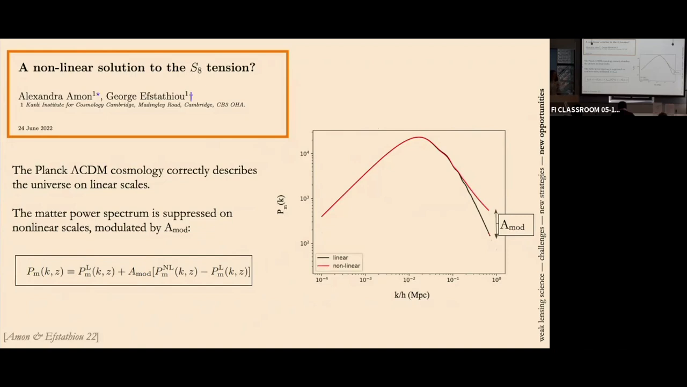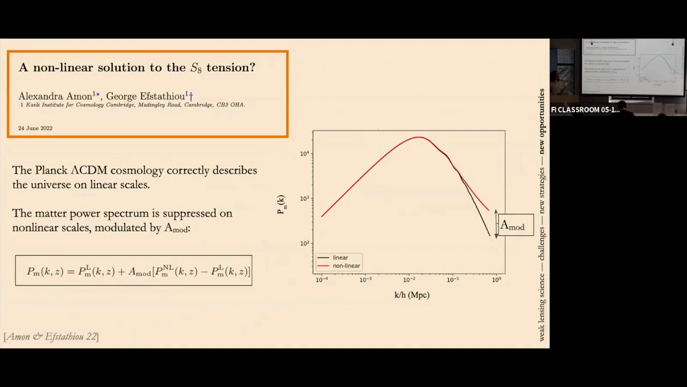You can also force the weak lensing data to agree with Planck lambda CDM, and you still get a good fit on large scales. And what you find is that you need to modulate the prediction on nonlinear scales, which is where most of our information is coming from. And so to demonstrate this, we reanalyzed the lensing data with this new model called AMOD, where it's the simplest thing you could write down. It just modulates the nonlinear matter power spectrum compared to the linear matter power spectrum.